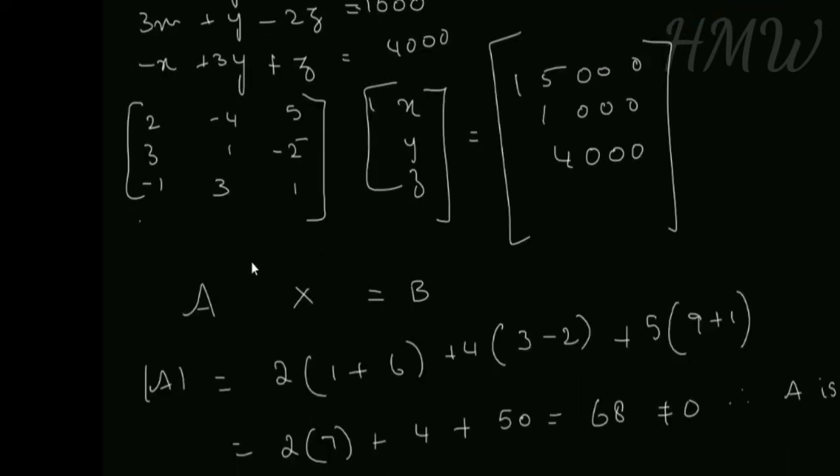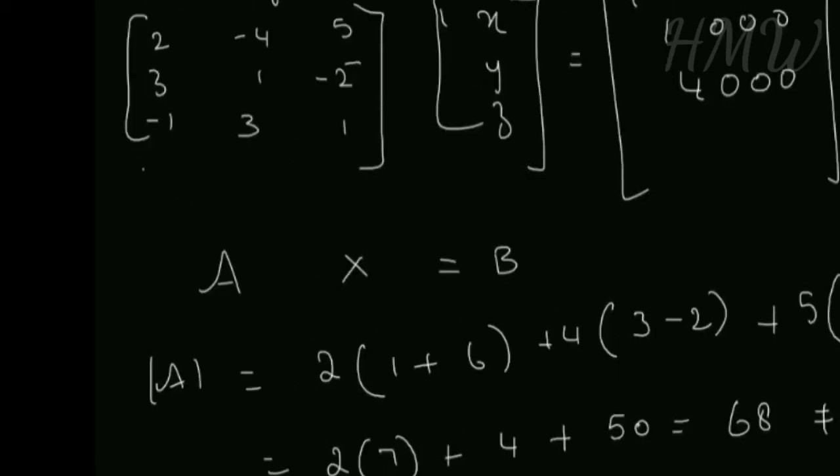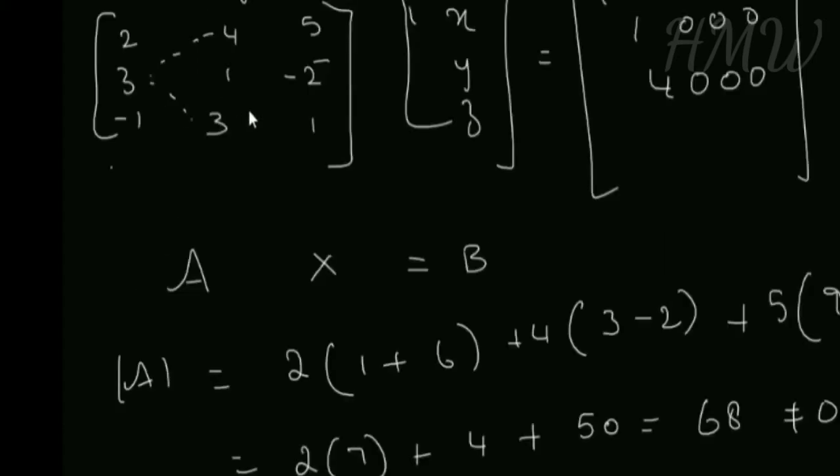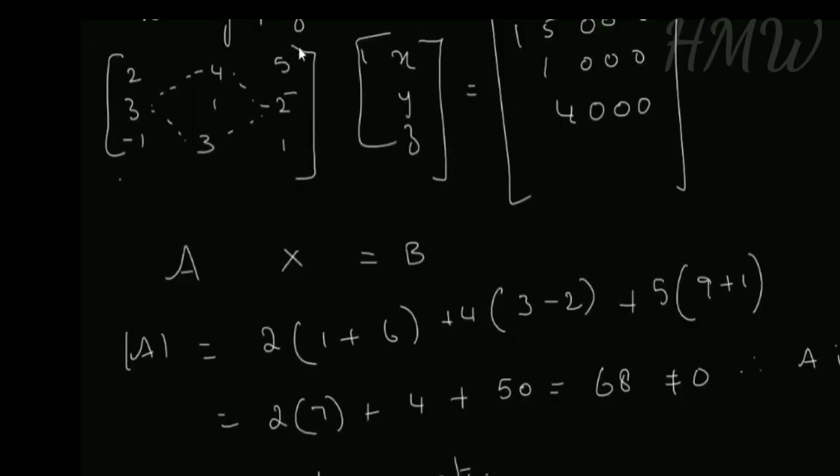What about 5? The cofactor of 5 is 9 plus 1, that is 10. Then what is the cofactor of this 3? Cut this row, cut this column. So you get minus 4 minus 15, that is minus 19, but you have to change the sign, so it will become plus 19. These places, when you find the cofactor, you have to change the sign in these places. What is the cofactor of 1? 2 plus 5, that is 7.